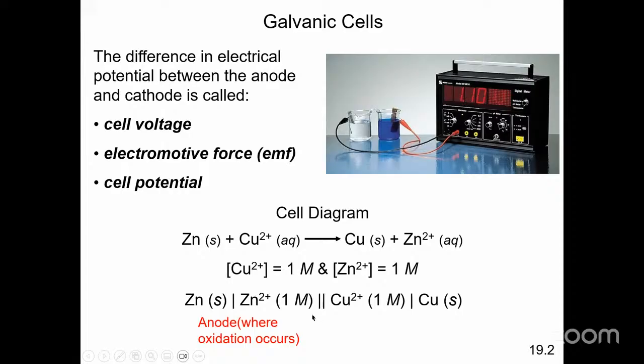And then on the other side, where reduction takes place, you start off with the copper 2+ and its molarity, and then a line like this, and then the copper solid. So this is basically a shorthand way of describing what the makeup of the cell is. So this part represents one half of the cell, so that's a half cell, and this represents the other half of the cell. And the way you write this down is that you start off with the anode on the left side and the cathode on the right side.